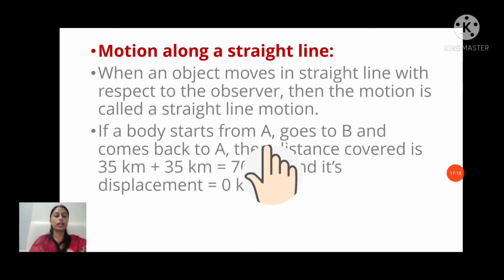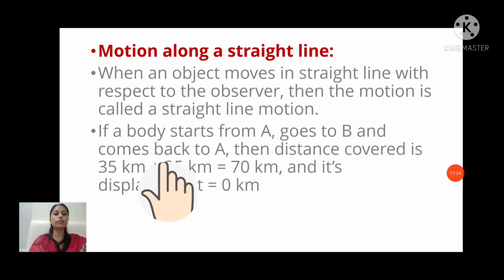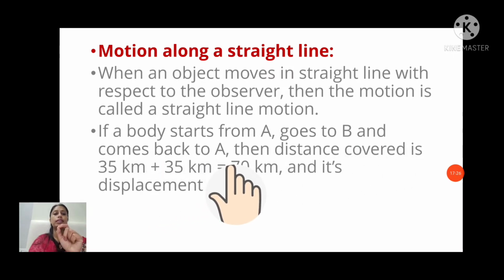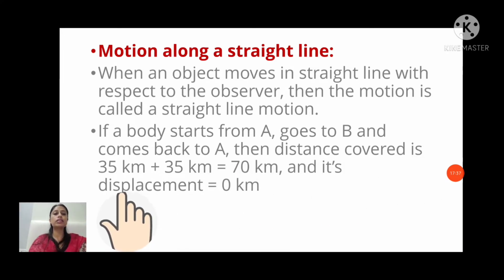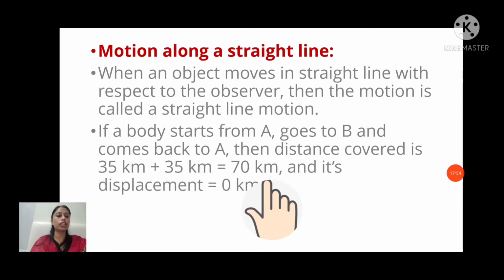Let's understand an example. If a body starts from A, goes to B and comes back to A, it starts from point A, travels to point B, covering some distance, and after B it again comes back to A. So some distance is covered from A to B, and from B to A it covers the same distance again. Suppose A to B it has covered 35 km, and from B to A again 35 km. So total distance is how much? 70 km, but its displacement is 0 km.